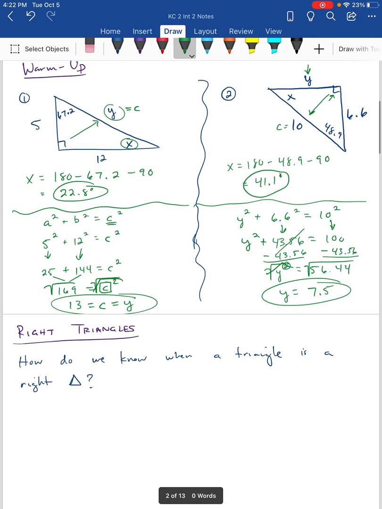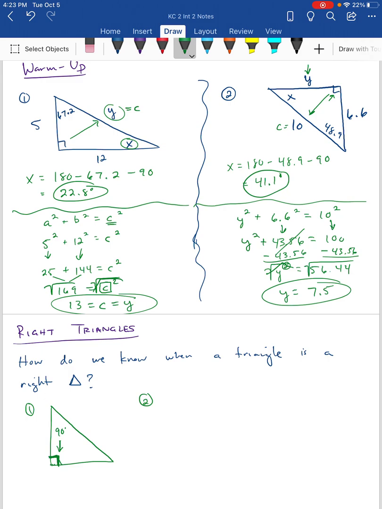Okay, the easiest one to see is usually when you are given a picture and you see this box right here. This is the first way, or one way. If you see this box right here, or this little square, that means it is a 90-degree angle. Okay, so if you have a triangle with a box inside of it, it is a right triangle. Okay, that's the first way.